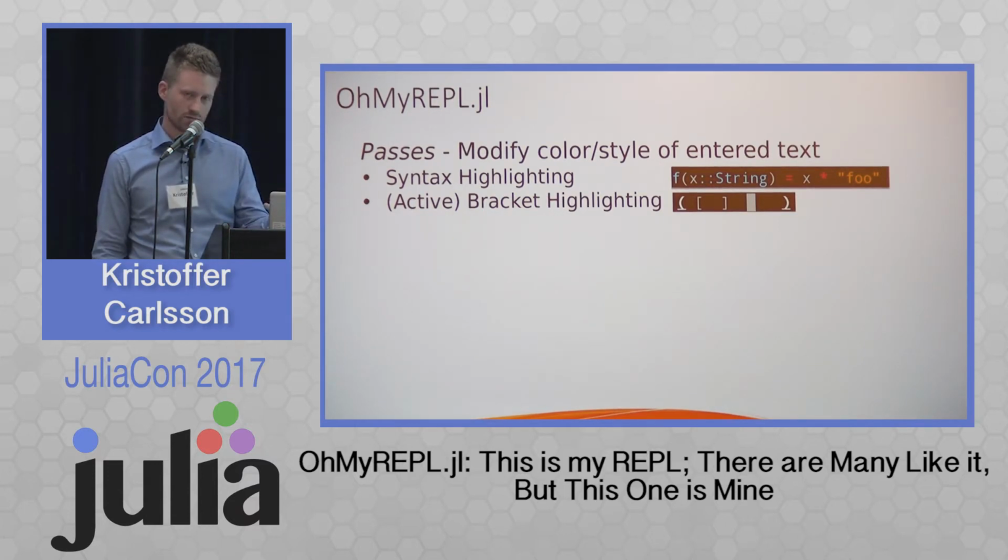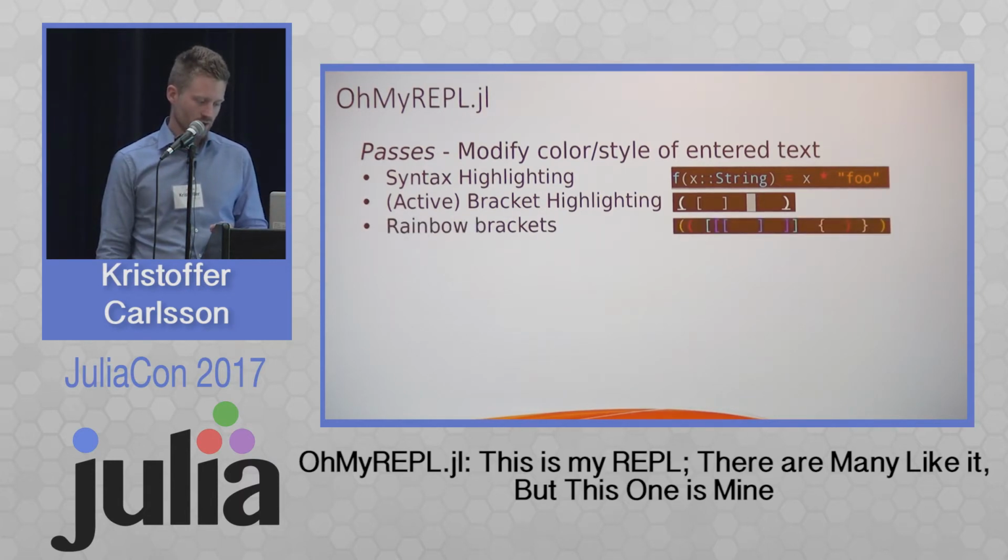You see now we're inside the parentheses here, so I'm highlighting the active one. And also something called rainbow brackets, which was a feature I found in a VS Code plugin. What it does is that it matches colors on matching brackets as well. So you can see we have the parentheses to the left, which is matched to the parentheses on the very right with the same color.